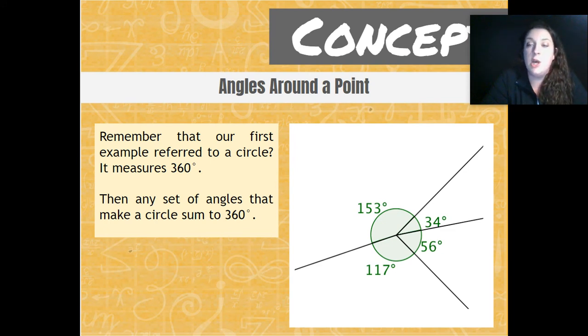360 degrees. So you have 153 and 117, which equals 270. Then you have 34 and 56, which will equal, I think the math, 90. So when you add those numbers together, you get 360 degrees.